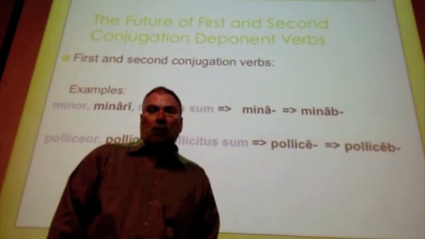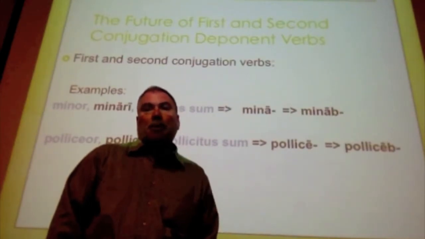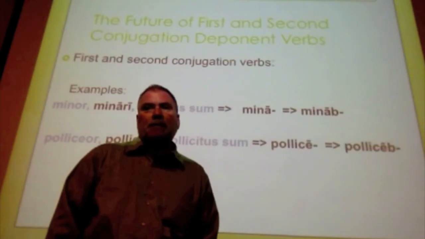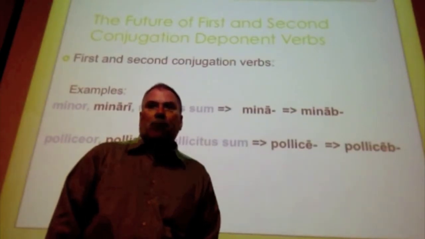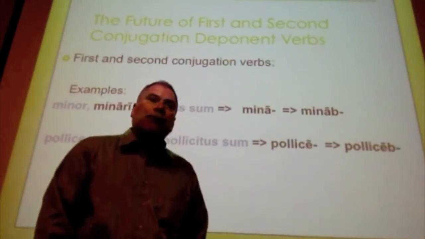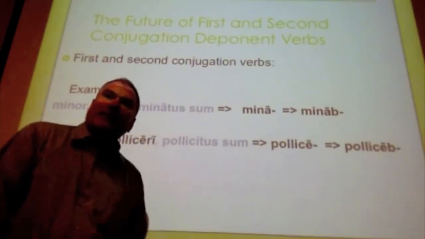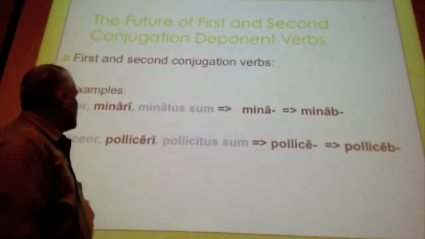Well, just as first and second conjugation verbs that were non-deponent used a b in the future, so also first and second conjugation verbs that are deponent use a b in the future tense. They use a b to form their future stem. How do we form that? It's really easy and very similar to what we did with non-deponent verbs.